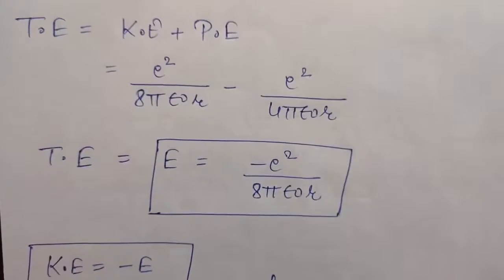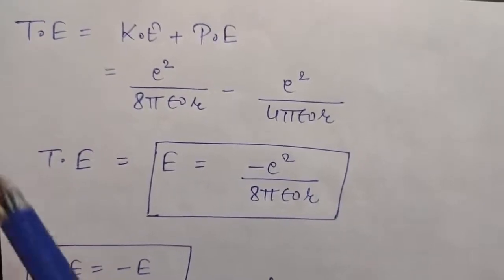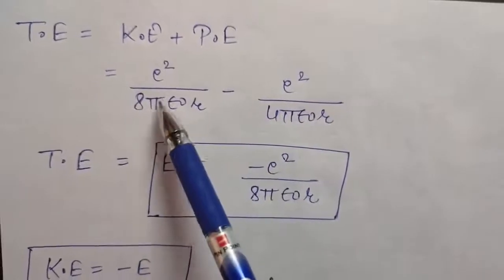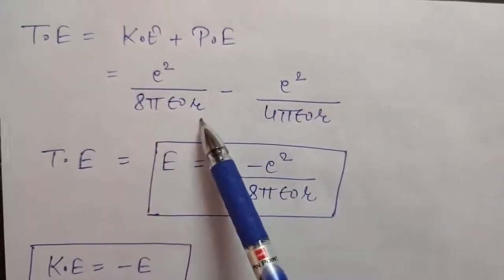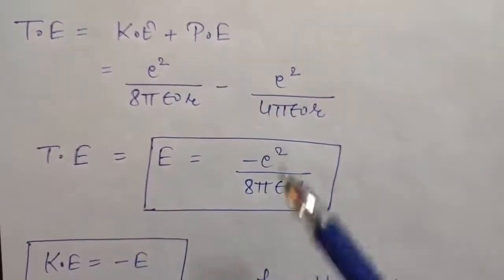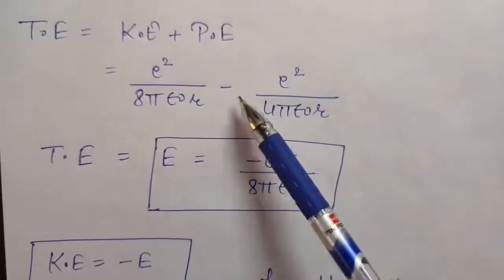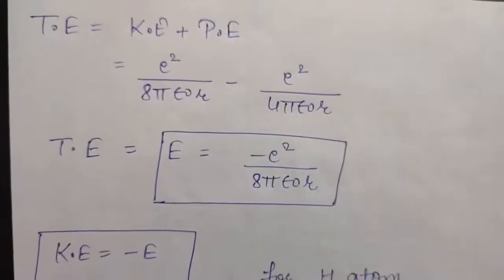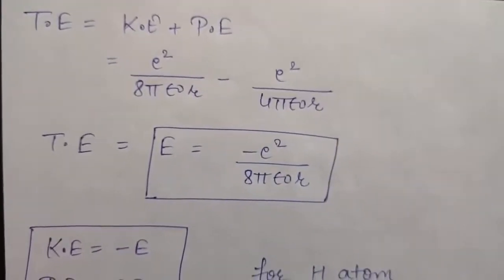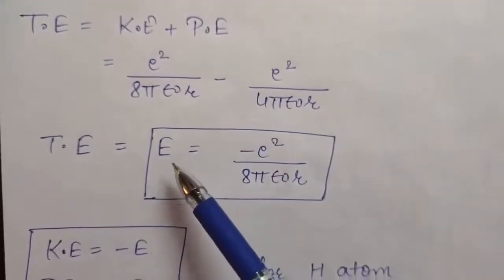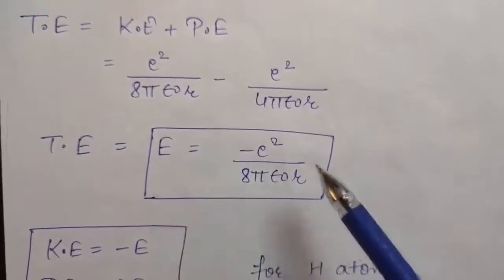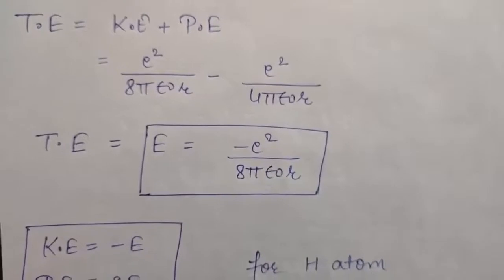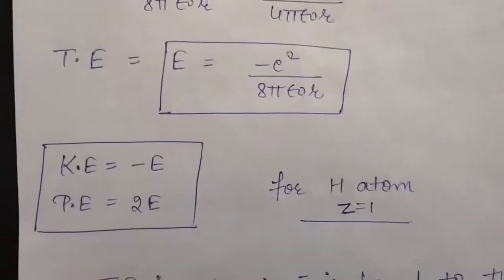Okay, so now if we want to calculate total energy, that is nothing but kinetic energy plus potential energy. So kinetic energy is e square upon 8 pi epsilon naught r, as you have just calculated, and potential energy is minus e square upon 4 pi epsilon naught r. So now if you add them and calculate total energy, I am denoting it by E, that will come to be minus e square upon 8 pi epsilon naught r. Okay, so this is the total energy.